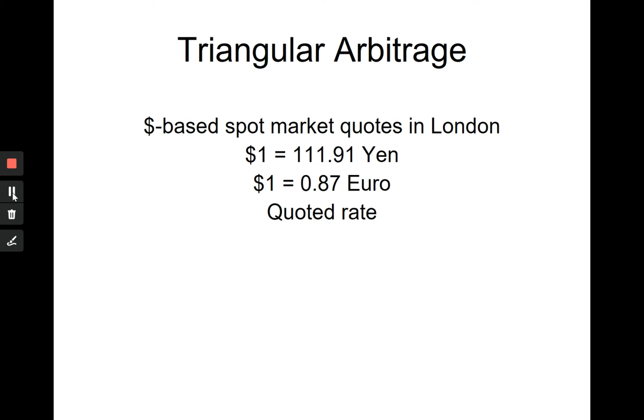Let's imagine that these are the quotations for trading in London. A dollar equals 111.91 yen. A dollar equals 87 cents, or 0.87 euro. These are directly quoted rates.